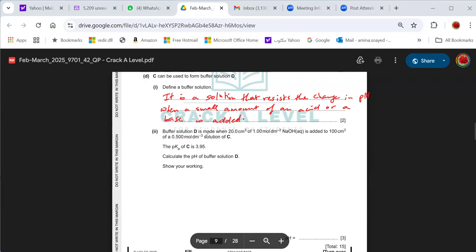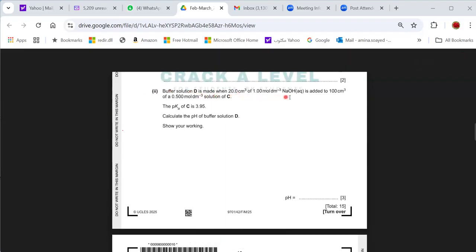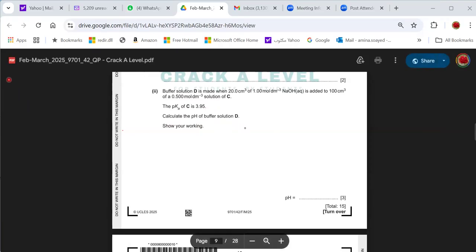They said that buffer solution D is made when 20 centimeter cube of 1 mole per decimeter cube sodium hydroxide is added to 100 centimeter cube of a 0.5 mole per decimeter cube solution of C. The pKa of C is 3.95, and calculate the pH of the buffer solution D. Show your working. So as we said, the first thing that we have to know is that the Ka value is equal to 10 to the power minus 3.95, and so we got it before to be 1.122 times 10 to the power minus 4. So this is what we got before.